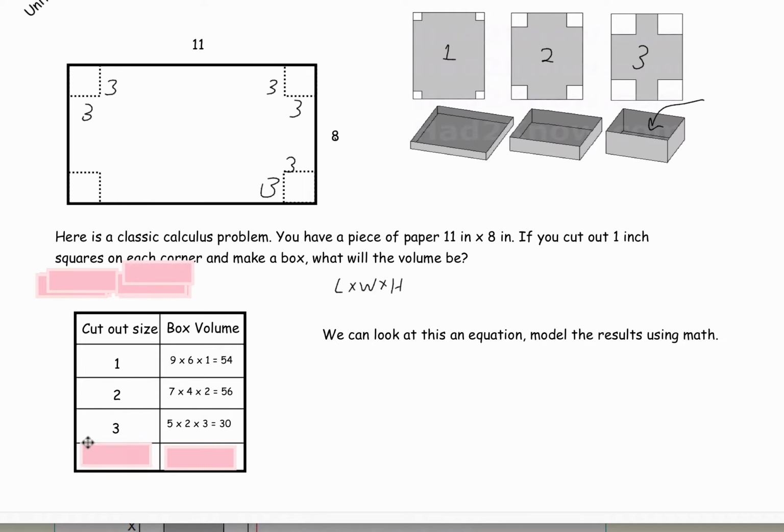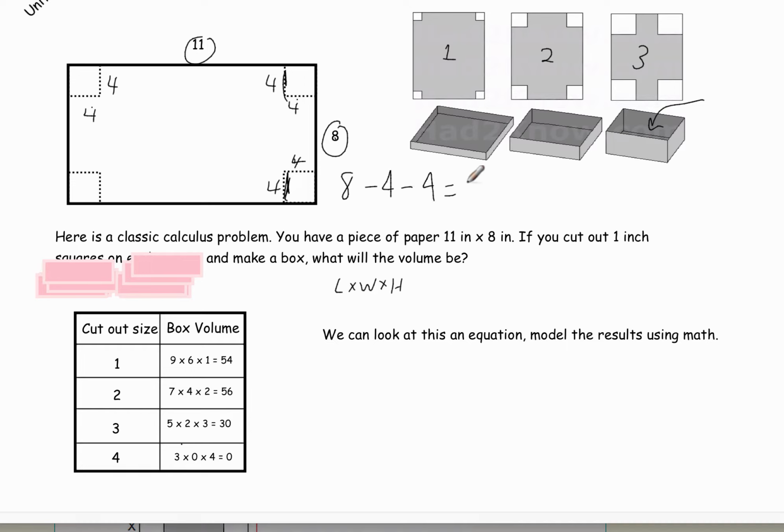And what happens if I take away 4 inches? I get a volume of 0? Well, yeah, it makes sense. If these were 4, 11 take away 4 and 4, 11 take away 8 is 3. And then what would happen here? Well, you have 8, and you're taking away 4 inches from here, and then another 4 inches from there. You're being left with 0.